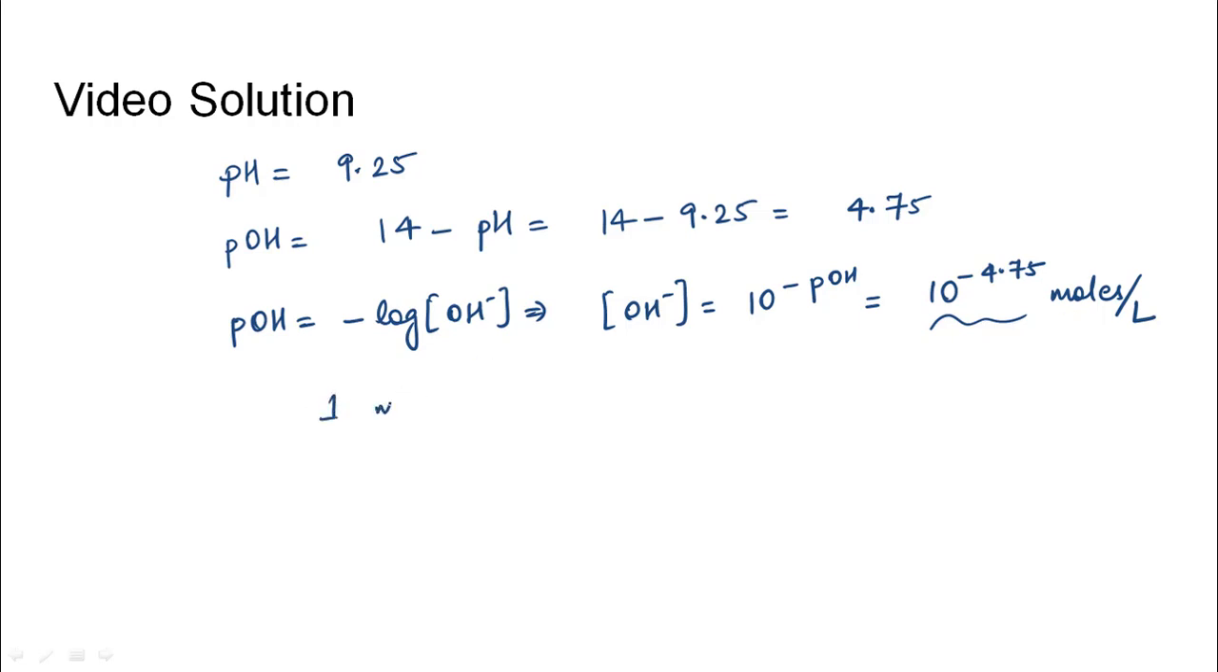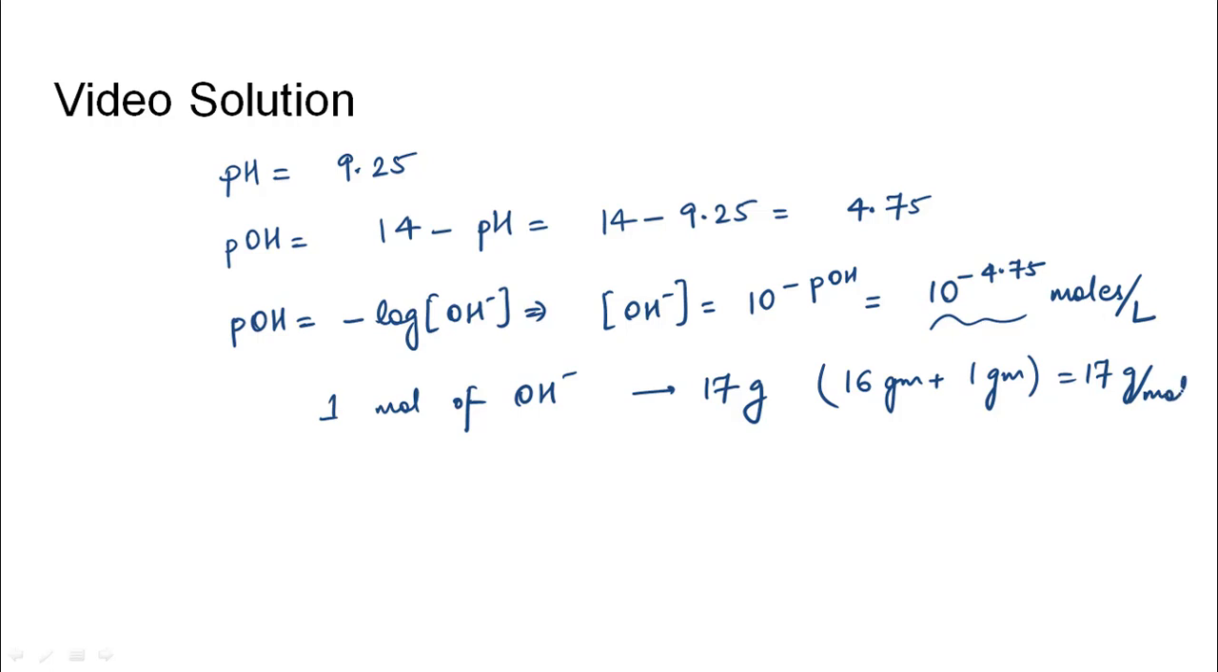So 1 mole of hydroxyl ions will weigh 17 grams. This comes from the concept that the weight of oxygen is 16 grams plus weight of hydrogen is 1 gram per mole, so that would become the total weight as 17 grams per mole. So we know that 1 mole of hydroxyl ions would weigh 17 grams.